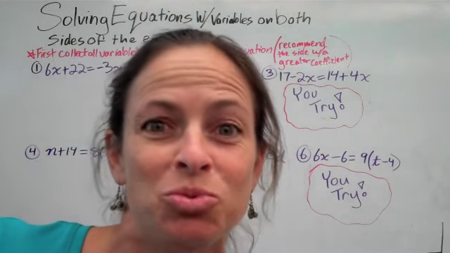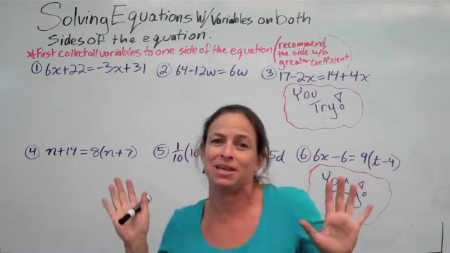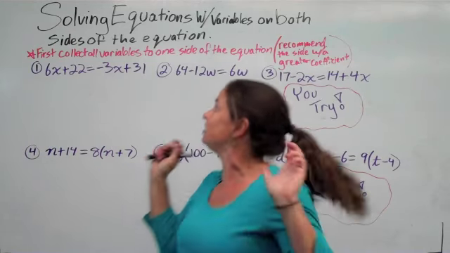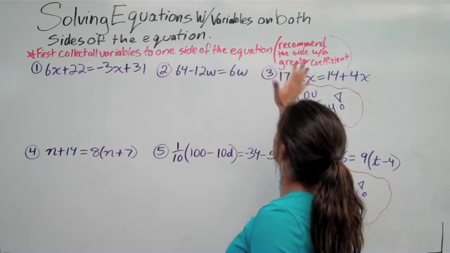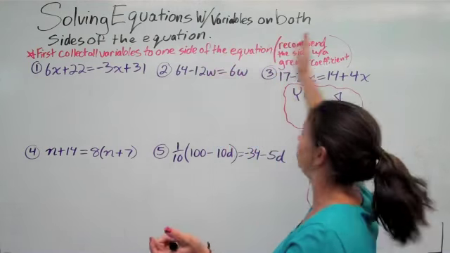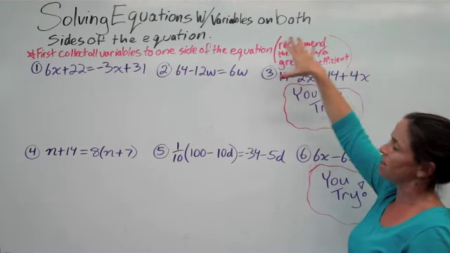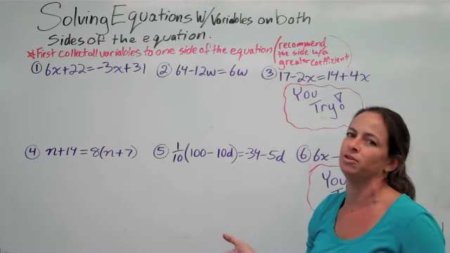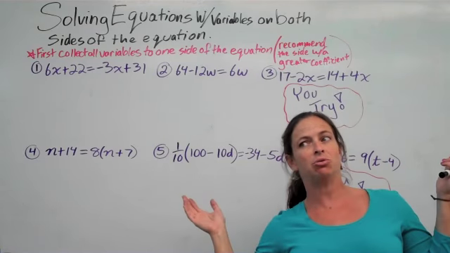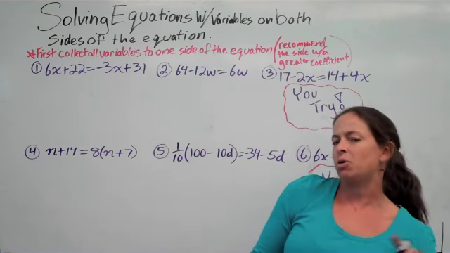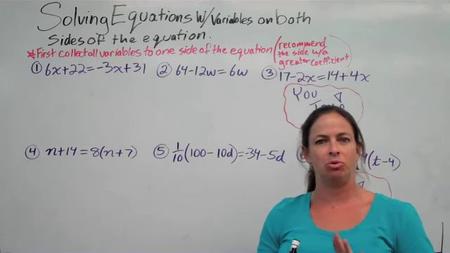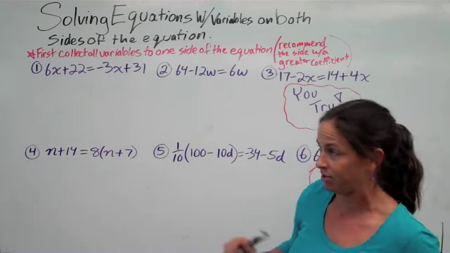Solving equations with variables on both sides of the equation. First, collect variables to one side of the equation. I recommend you collect them to the side with the greater variable coefficient. Why? Well, because then it will most likely stay positive, and positives are often easier to deal with. We all forget our negatives every now and then.